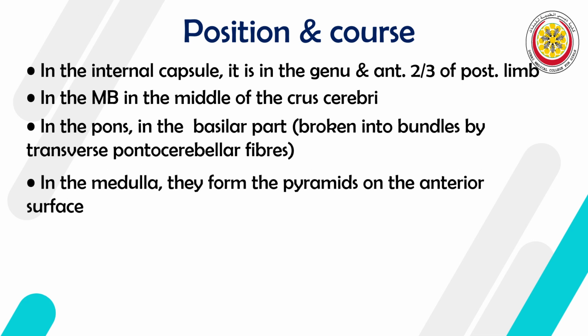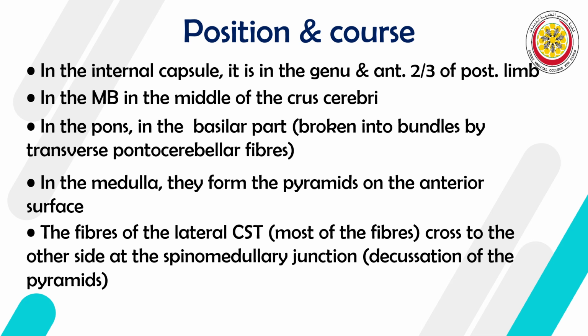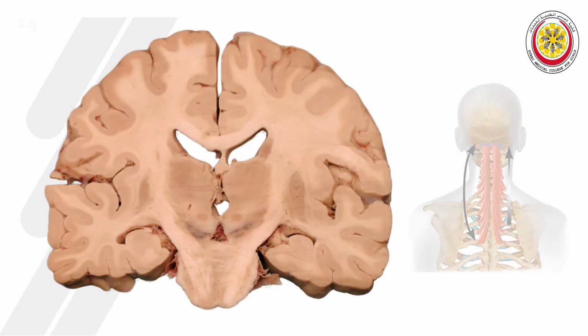Now, in the pons, especially in the basilar part of the pons, they are broken into bundles by transverse pontine fibers and the pontine nuclei. So they are not one bundle. Now, when they go to the medulla, we already mentioned that they form the pyramids on the anterior surface, and then the fibers of the lateral corticospinal tract cross to the other side at the spinomedullary junction, under the position of the pyramid.